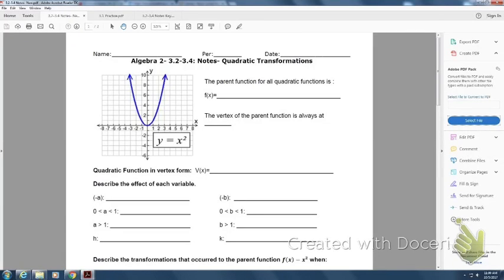Alright, so looking at that y equals x squared, that is your parent function for a quadratic. What is the vertex of this? 0, 0.